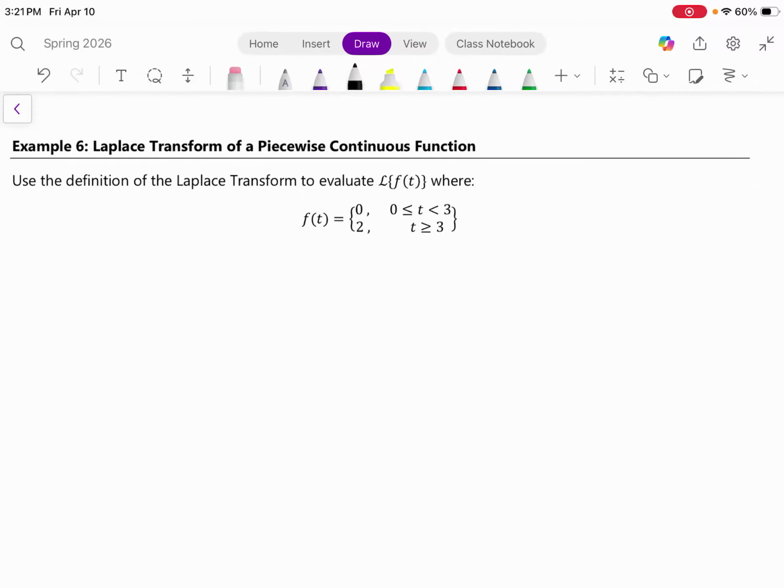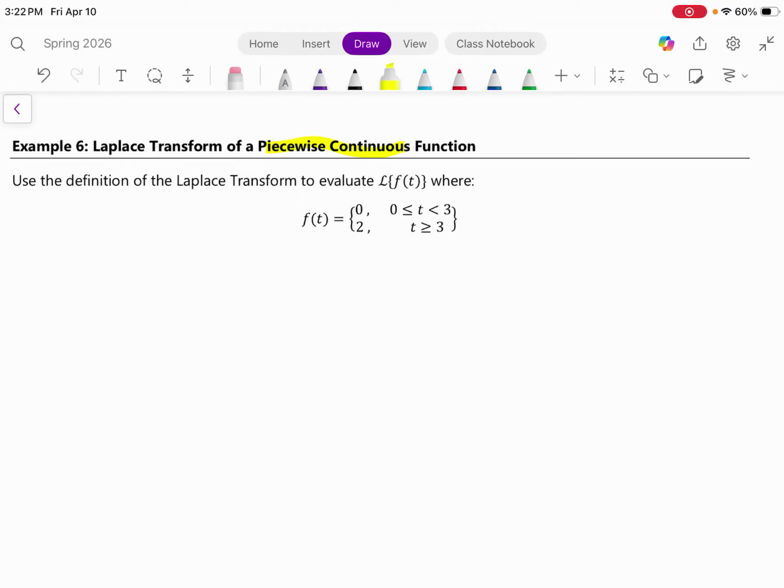In this video, we're going to take a look at our last example for this series, in that we're going to find the Laplace transform of a piecewise continuous function. One of the conditions for Laplace transforms is that they need to be piecewise continuous, and we're going to show why it can be done with a piecewise continuous function that we're able to transform.